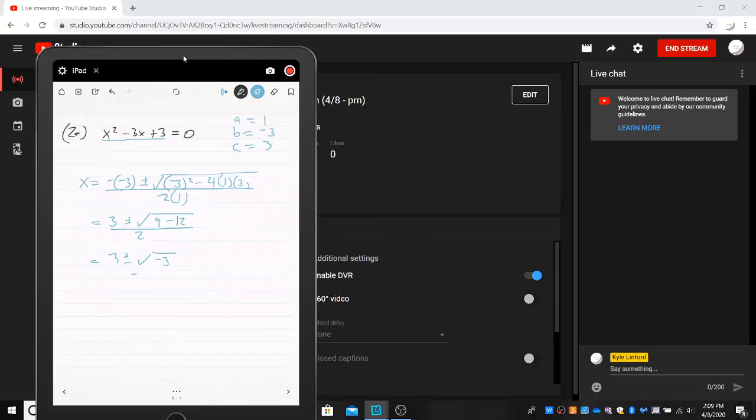all over 2. And we want to simplify the square root of negative 3. So that's going to be 3 plus or minus i root 3 over 2, because that negative comes on the outside, it becomes an i. So we're dealing with complex numbers, and we can leave our answer like this. Can't really simplify it anymore. But that's going to be our solution for the second exit ticket problem.